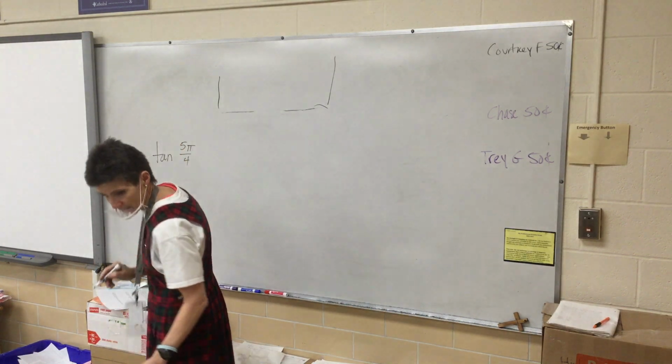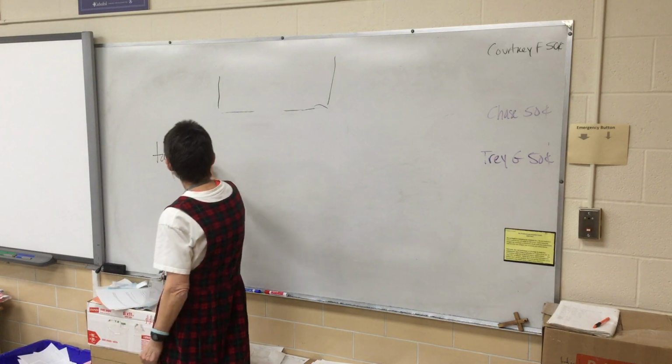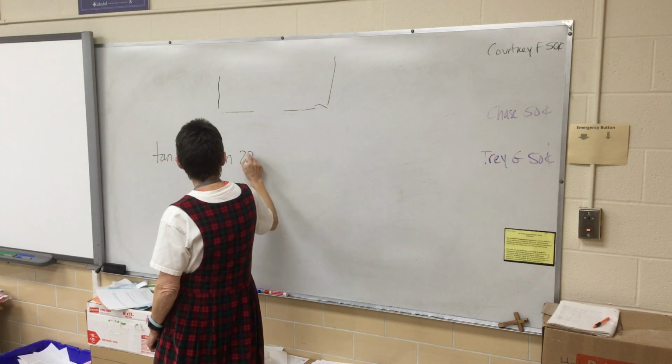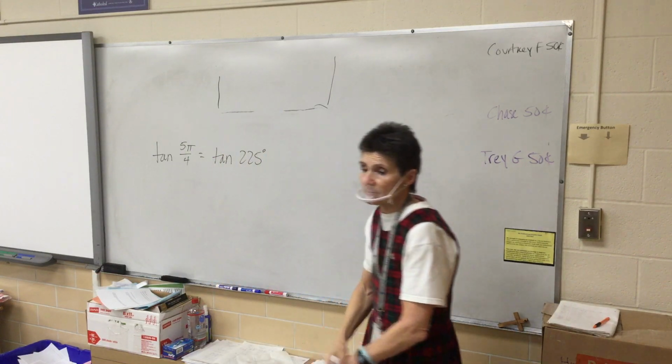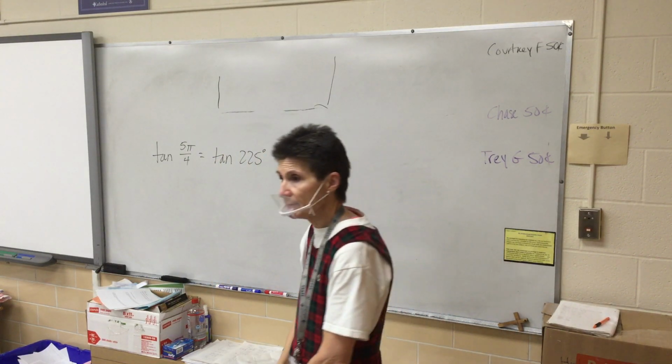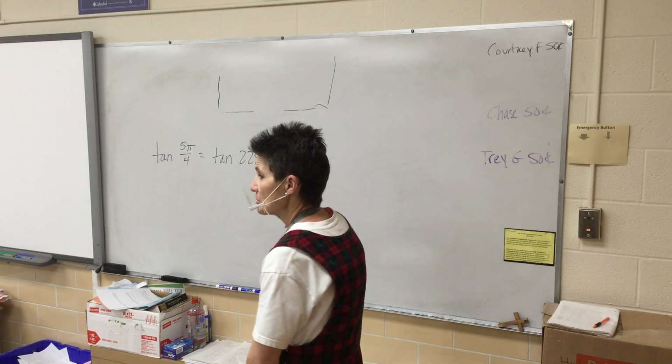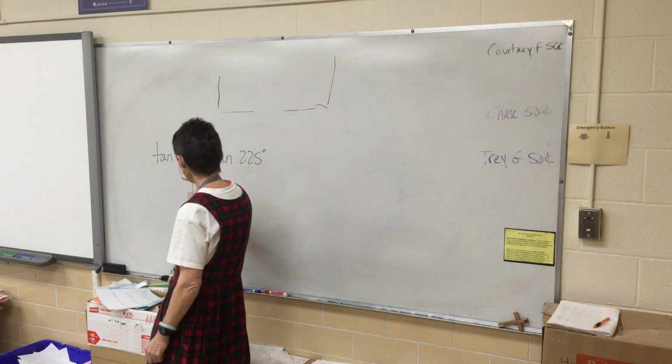Wait, this is another tangent? Yeah. What is that? Y'all got calculators. 5 times 45, right? 225. So I'm going to draw 225 degrees.